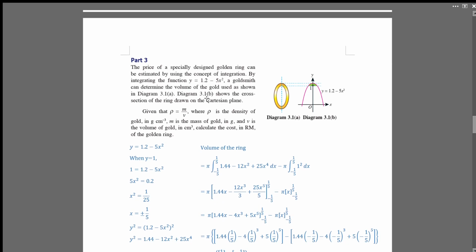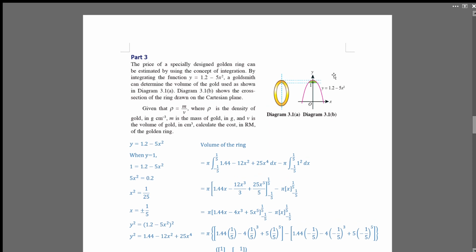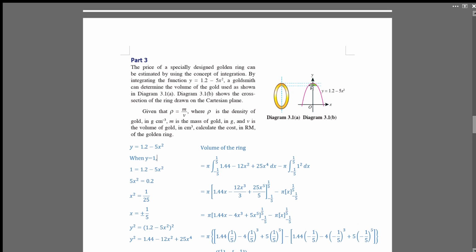The third part is to find the volume of the gold ring, and I need to calculate the cost of the golden ring. It is given the equation in the graph. Firstly I will find the corresponding x values, because I need to integrate this area in order to find the generated volume of the ring.